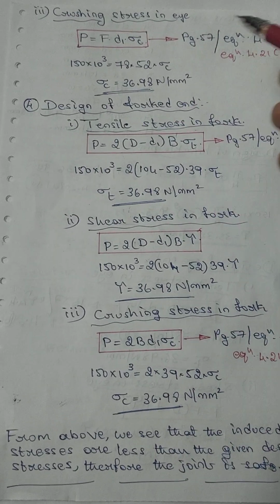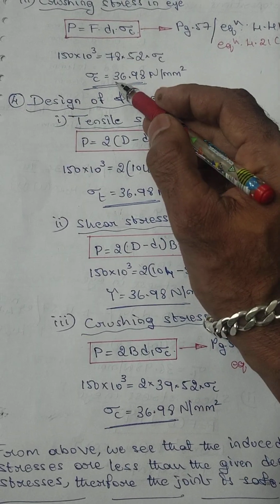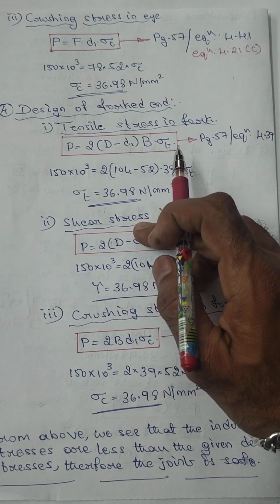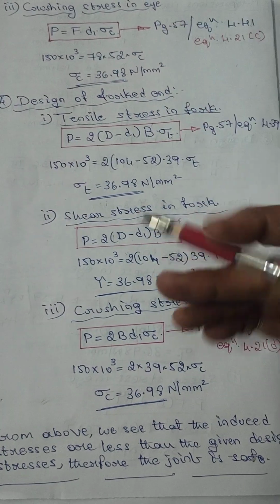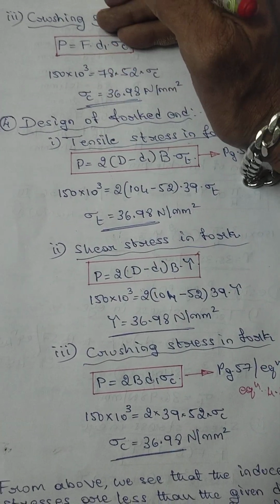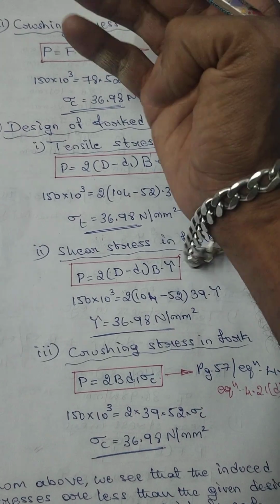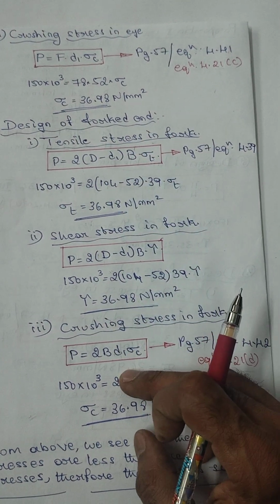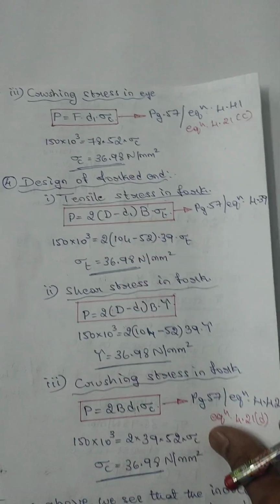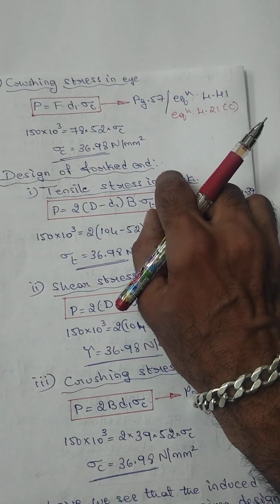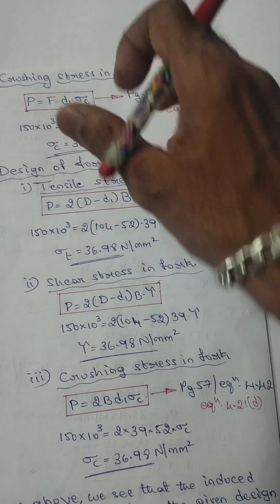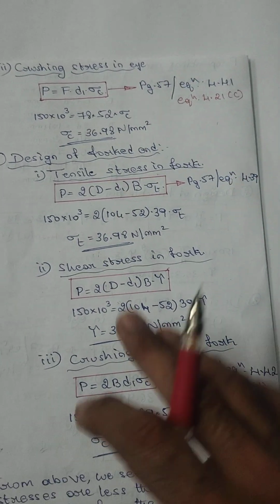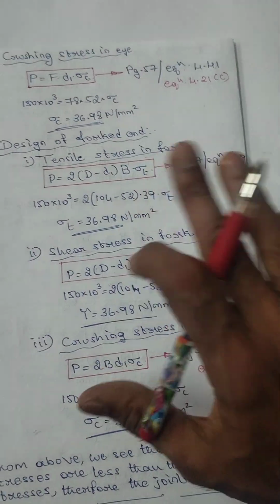The difference between the eye end and forked end: see these shear, tensile and crushing values for the eye end, and these for the forked end. Either all may be the same, 36.98, or the one set of three values for the eye end, shear, tensile, crushing, and the one set of three values for the forked end will be the same. By that you can understand that your solution is clear and correct.